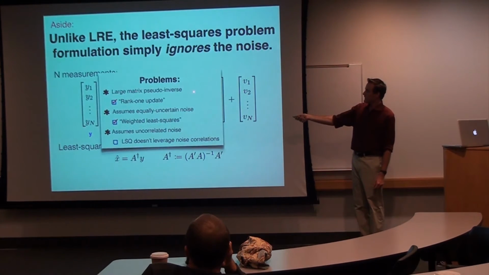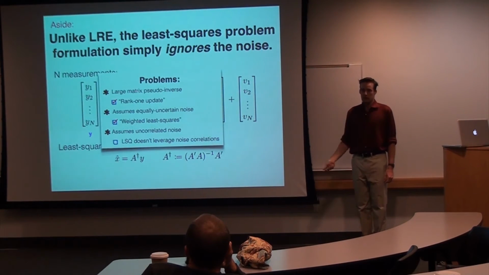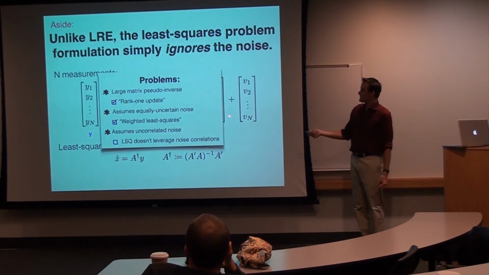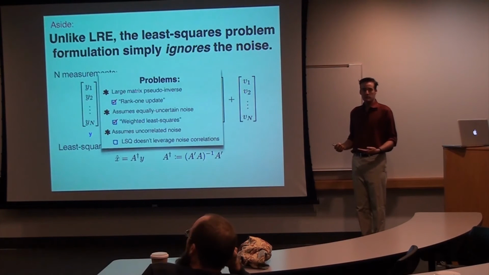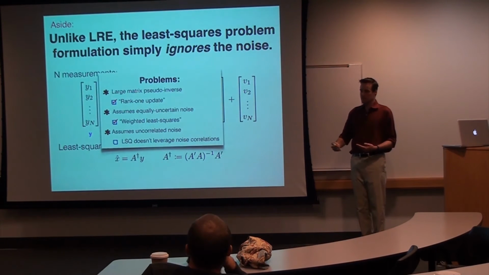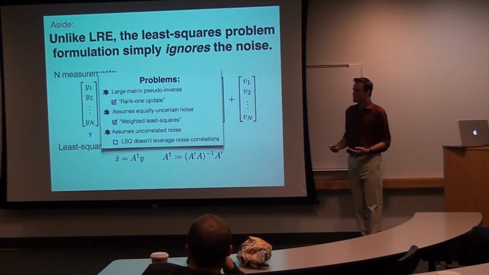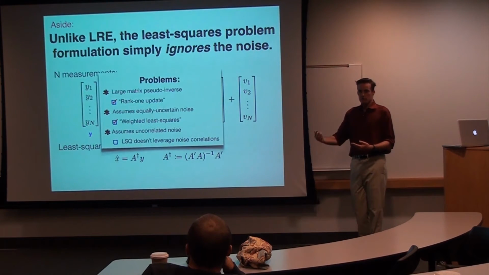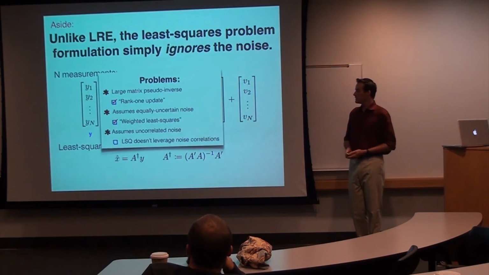The first one is it could be a large matrix pseudo-inverse. If you were doing this all day long, you could have zillions of measurements, and then this would be a big matrix. In practice, this is not really a problem because there's an algorithm for least squares that allows you to do a rank 1 update, like the linear recursive estimator, where you can recursively build up a least squares solution from a long sequence of measurements. So this is not a big problem for least squares.